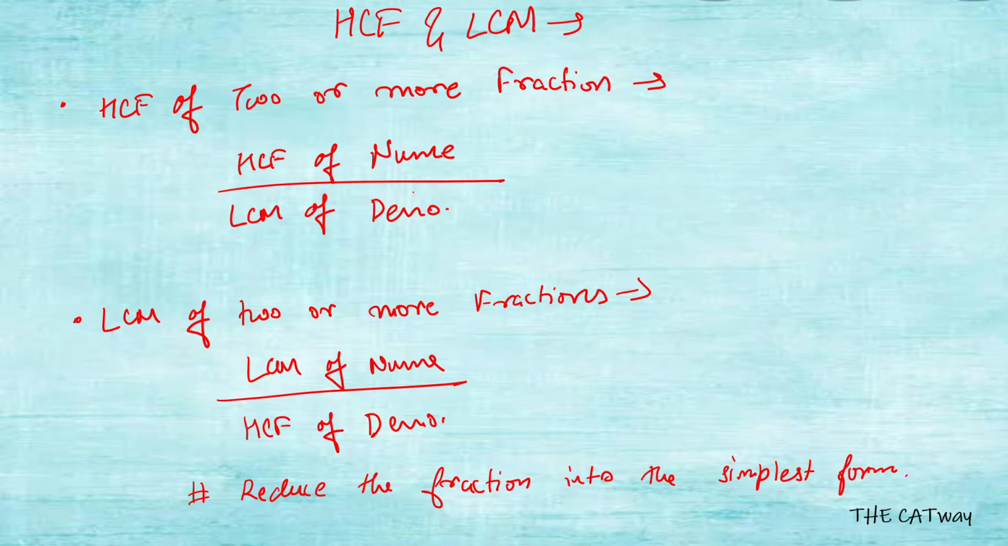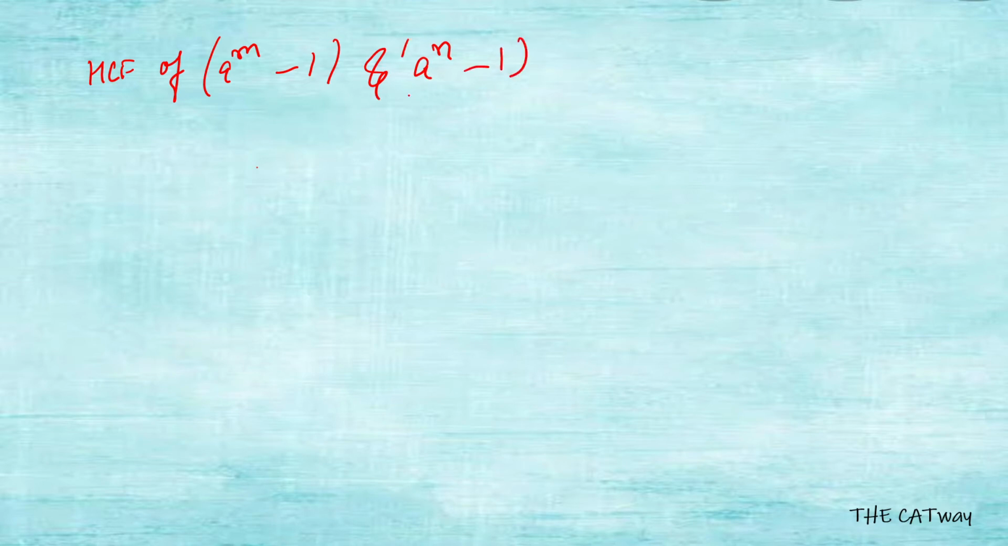Okay, now let's talk about a specific form. Let's say you have to find the HCF of a to the power m minus 1 and a to the power n minus 1. Okay, so what will be the answer? The answer will be a to the power HCF of m and n, minus 1. So this will be your answer.